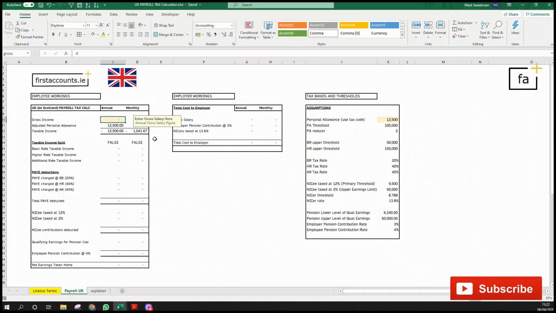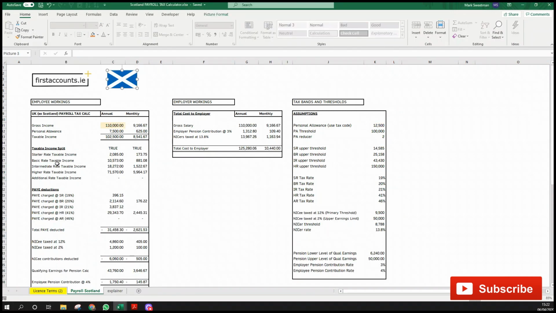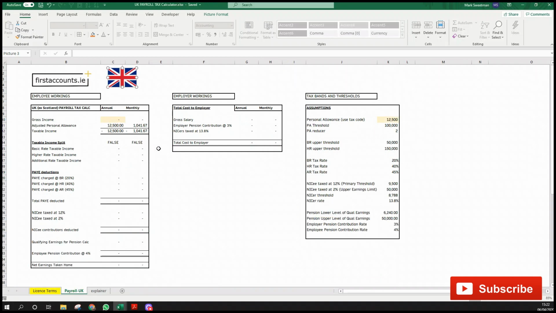Okay, so this is the spreadsheet for the UK version excluding Scotland. I've also done a version that includes Scotland's taxable income splits, which I'll talk about later. But for now, there are two things that you would enter here in the spreadsheet: the gross salary of the employee and the employee's personal allowance or tax code, which will be given to you by the government. Most people's tax codes for the year 2020 to 2021 will be 12,500, just the same as last year.